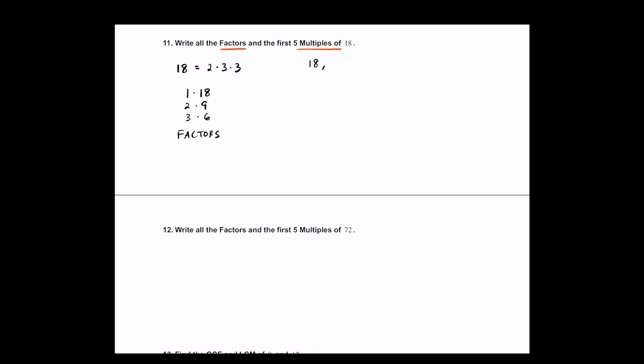Then 18 times 2 is 36. 18 times 3, I think, is 54. 18 times 4, I think, is 72. 18 times 5, I think, yeah, it's 90. And so these go on forever, but these are just the first 5. So you could be asked for all the factors, but you can't be asked for all the multiples. The multiples go on forever.